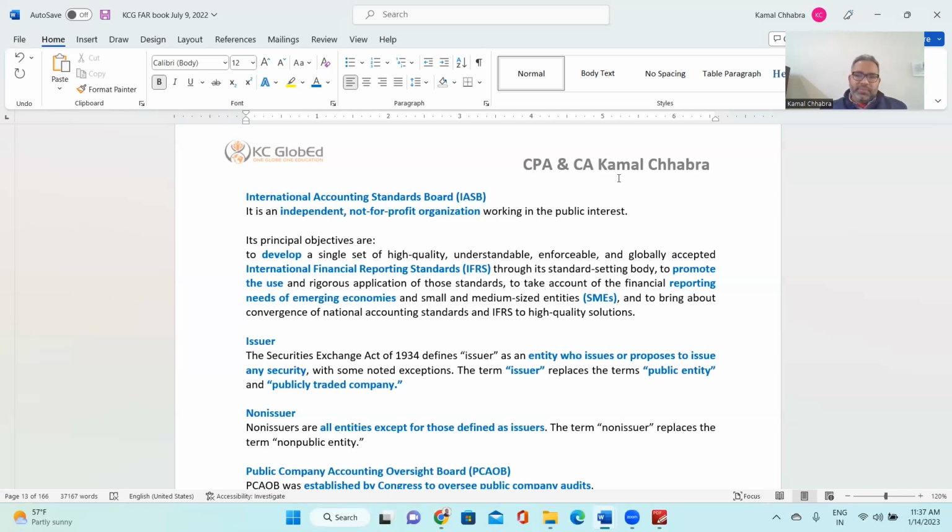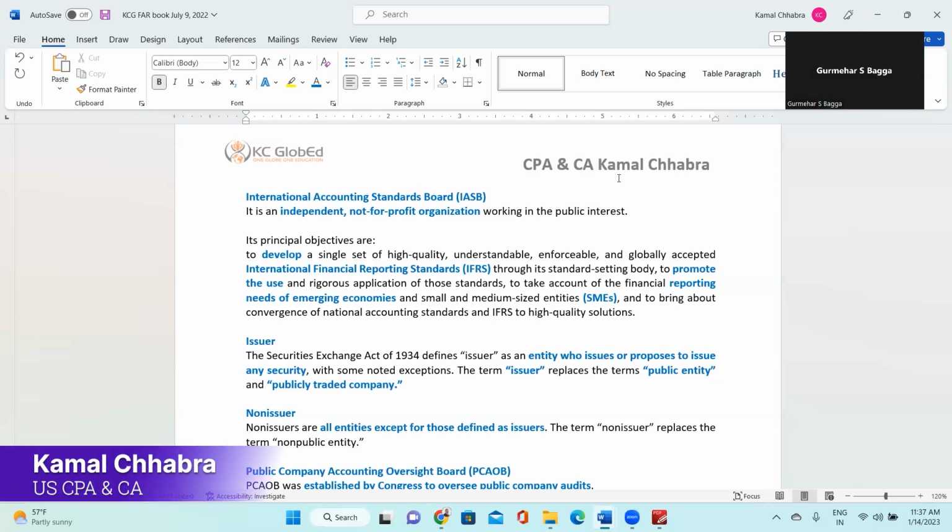So it would be easier. But the US is dominating. It's their choice. If they have operations outside the US, it's completely their choice. They can go for IFRS also.